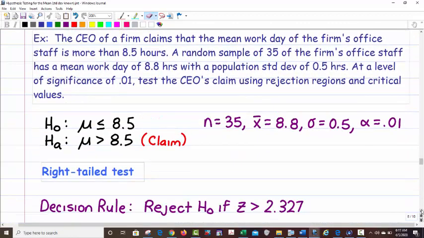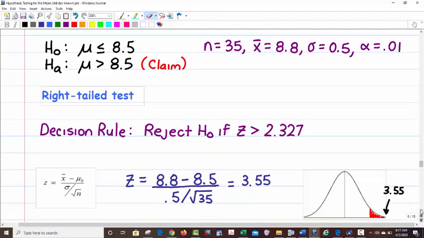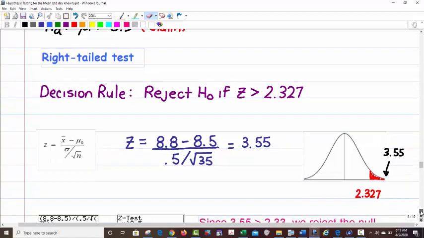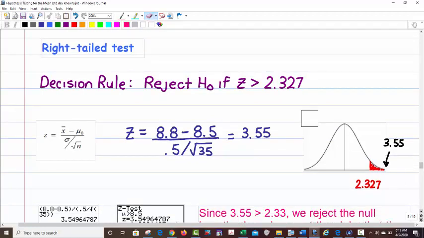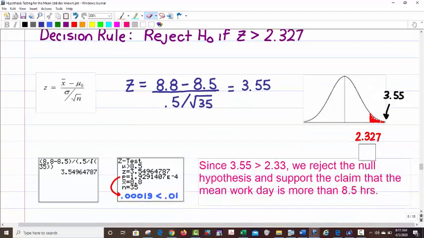So all we have to do is calculate the test statistic. You can use the formula, or you can also use the Z test to give you the test statistic. Even though we're not asking for the p-value here, the output always gives you the test statistic. So it'd be 8.8 x bar minus the mu naught, which is 8.5, over 0.5 divided by the square root of 35. I get 3.55. And so you see I drew the little shaded region right there.